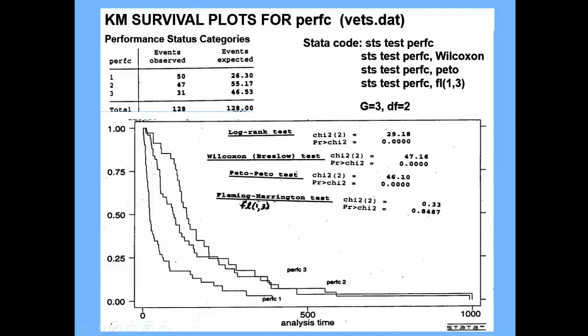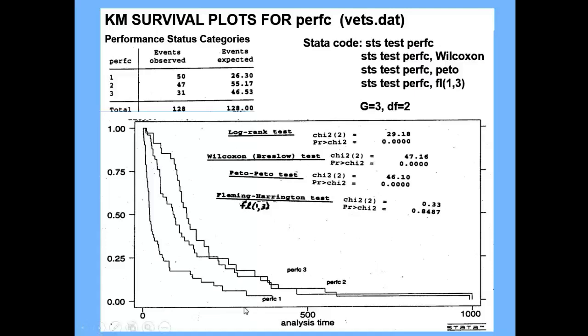And then there's even something called, I mean, this is where statisticians like to try a lot of things. There's the Fleming-Harrington test, okay? This was trying to give more emphasis to the later part of the curve than the earlier part of the curve. You see 1, 3? You notice the chi-square is 0.33? You're giving more emphasis to the later part.